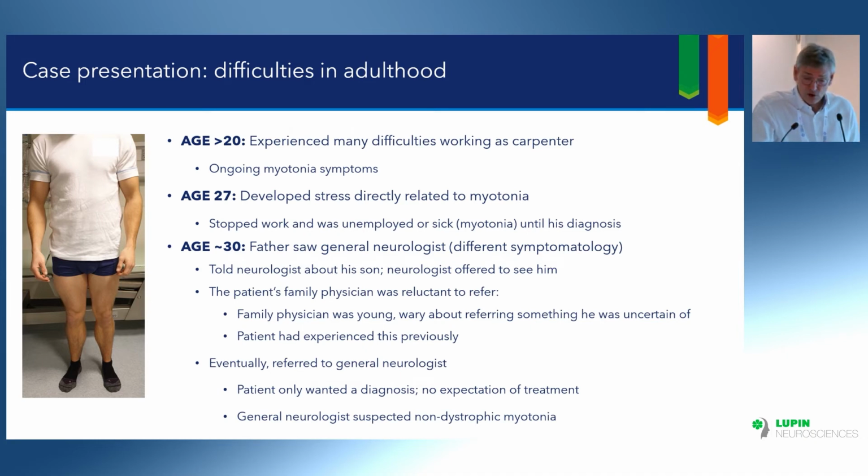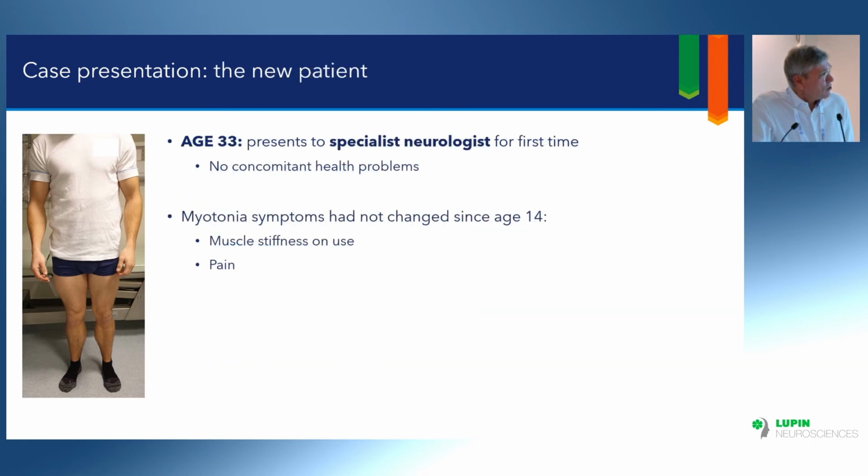And when he did go there, he just wanted a diagnosis. Really, he was completely unaware that there might even be a treatment for this condition. So he was then seen at age 33. So this is 19 years after his initial symptoms, and basically he hadn't changed. His myotonia had been very constant since.